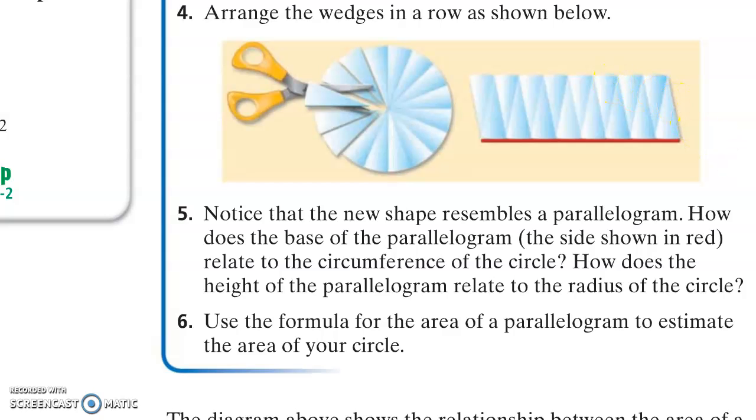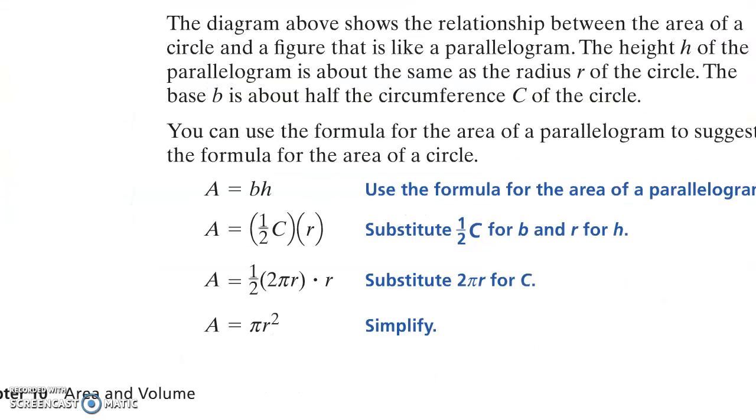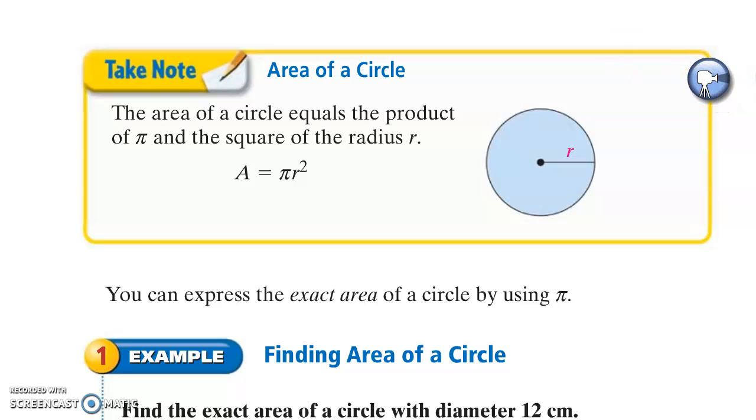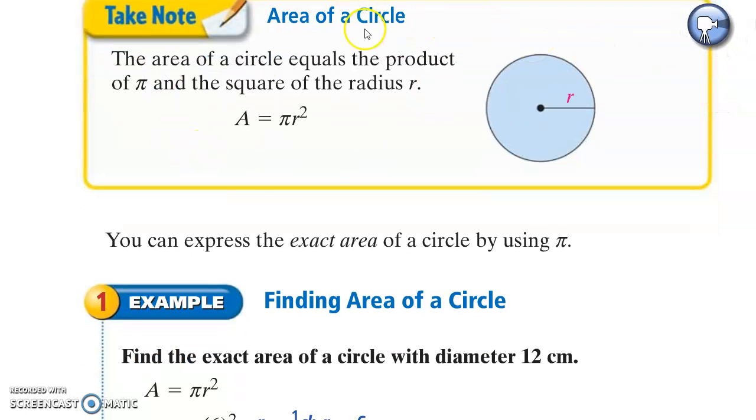That's kind of interesting. Your book goes through a little bit of math and shows how this is true, and they arrive at a new formula for you, pointing out that if the base is just 1/2 of the circumference of a circle, then times the height, which would be the radius, we have a brand new equation for you. And this is the key equation for this entire lesson, the area of a circle. The area of a circle is pi times r squared.